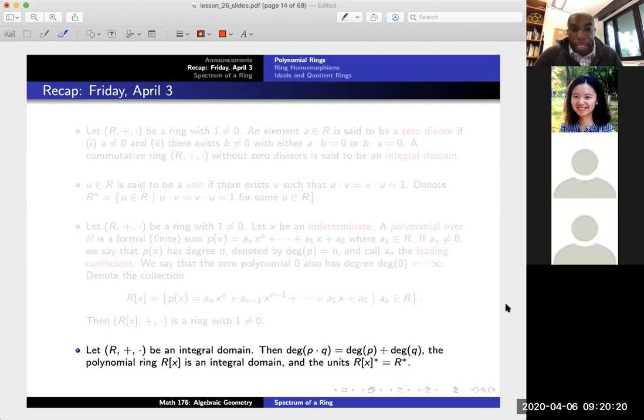And finally, the units in a polynomial ring are very easy to compute. They will just be the units in the underlying ring R, right? So there's a lot that's very nice here whenever you're dealing with a polynomial ring over an integral domain.